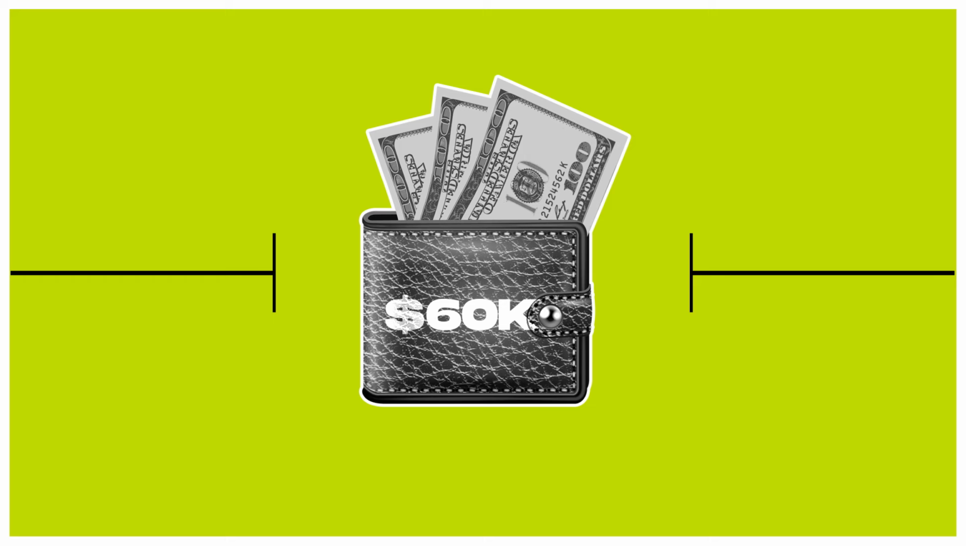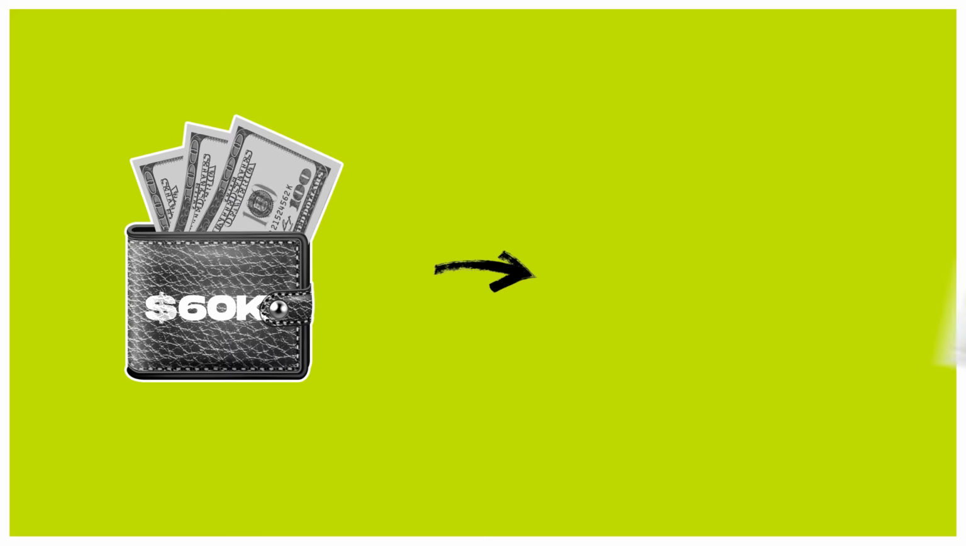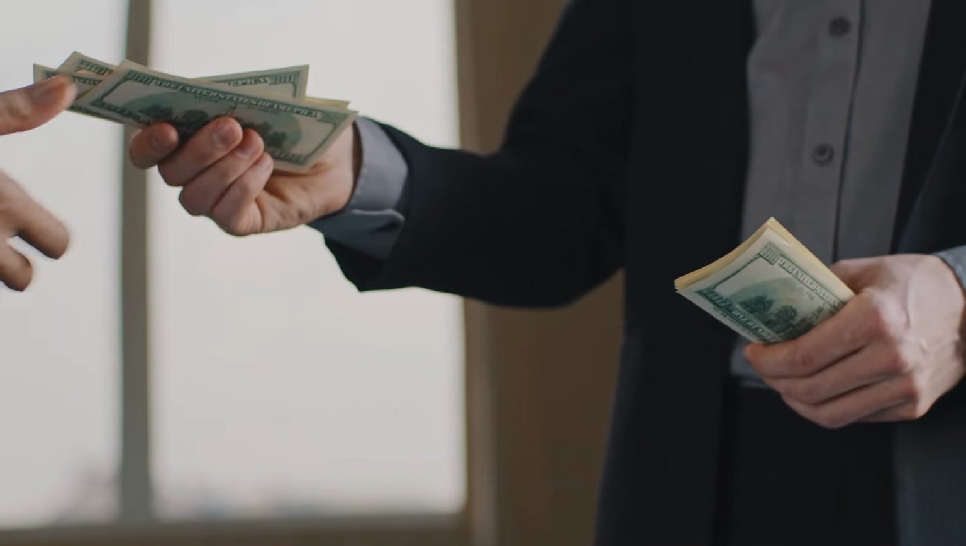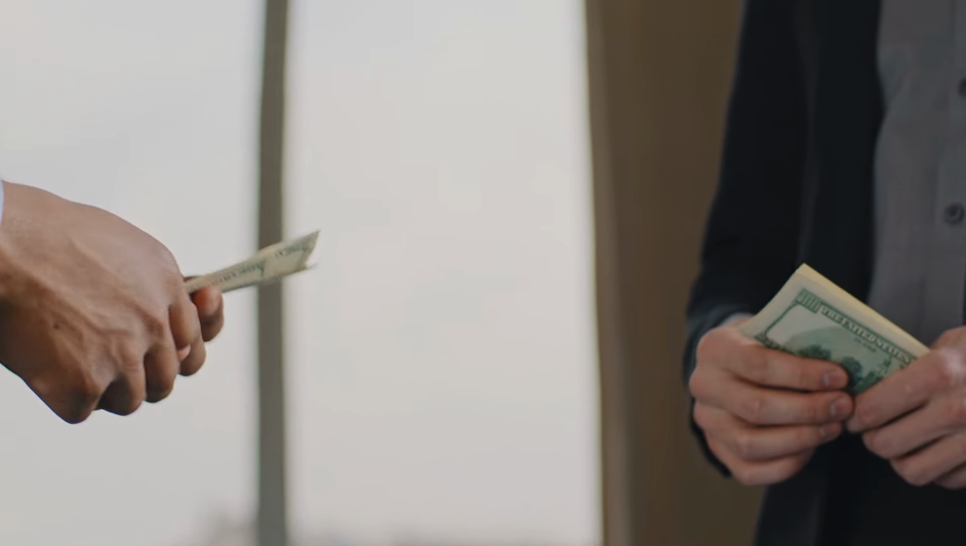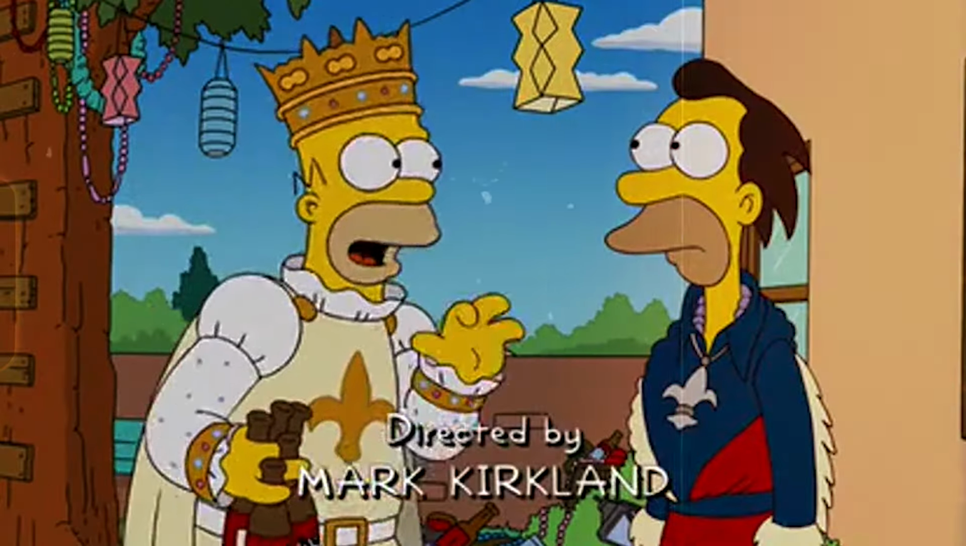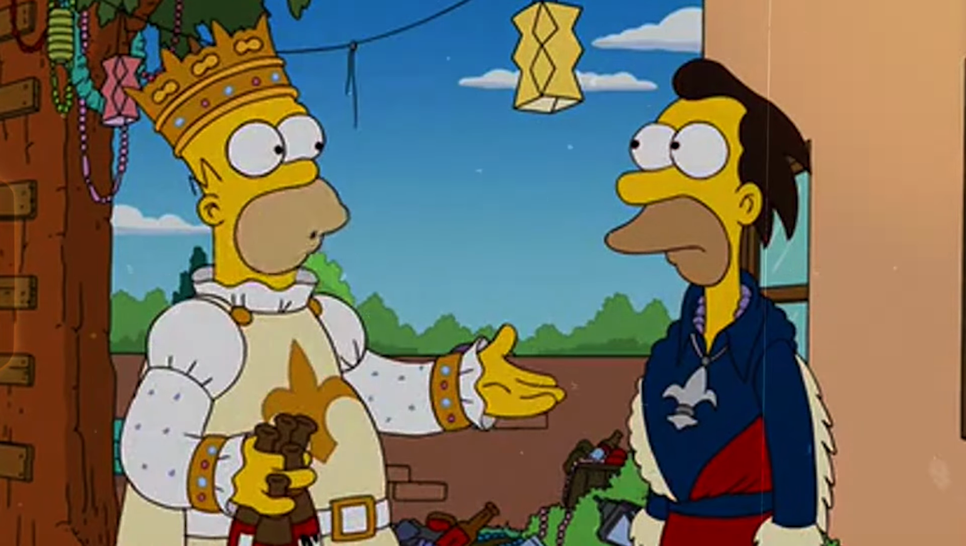For example, let's say you wanted to borrow $60,000. You would apply for a home equity loan. You would get that $60,000 after the underwriting and mortgage process, which takes a few weeks. Once you close, you get that money. It's yours to do whatever you want, and you pay it down every single month, just like you do on your first mortgage.